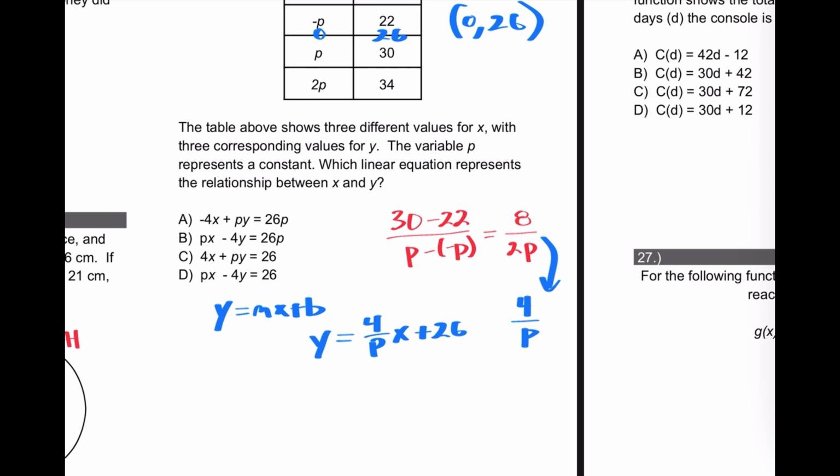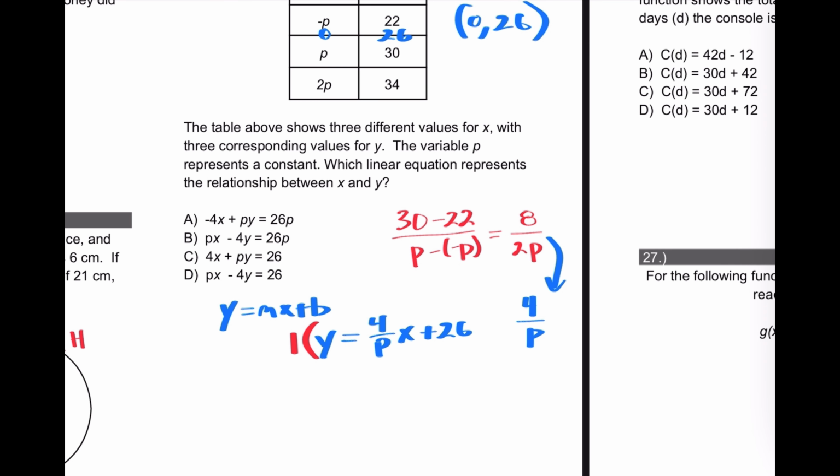Now, I want this in standard form, okay? So I'm going to move the x. I actually want to get rid of that denominator. So if I were to multiply everything by p, okay, if I multiply this whole thing by p, it's going to rule out that divided by p. So I'm going to have py equals 4x plus 26p.